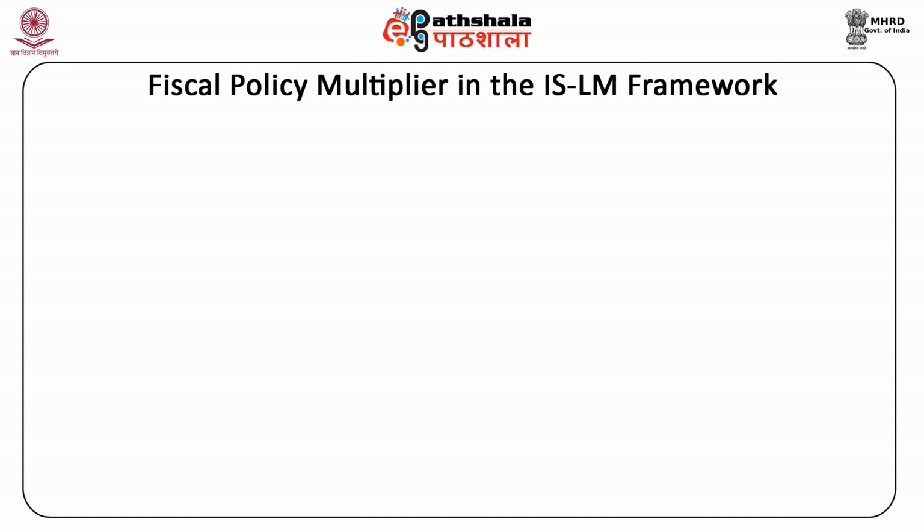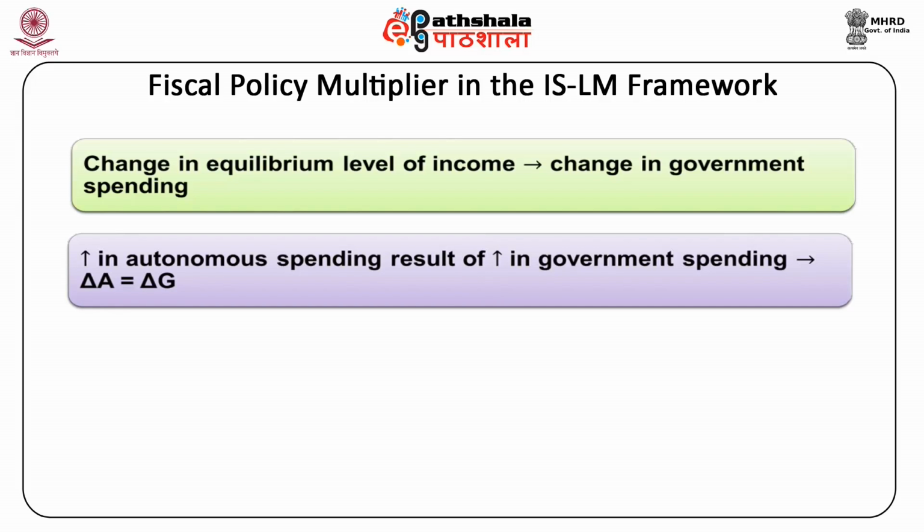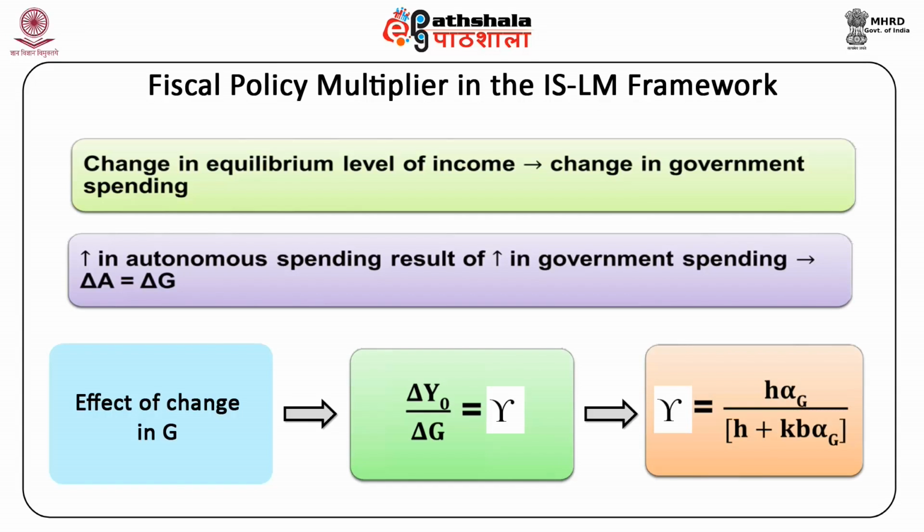The fiscal policy multiplier under ISLM model shows the change in equilibrium level of income as a result of the change in government spending, holding the real money supply constant. When there is an increase in autonomous spending as a result of increase in government spending, so that change in A is equal to change in G, the effect of this change in G is given by change in y naught divided by change in G is equal to gamma, where gamma is equal to h into alpha into G by h plus k into b into alpha into G.